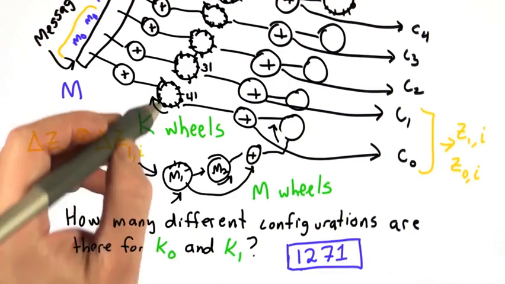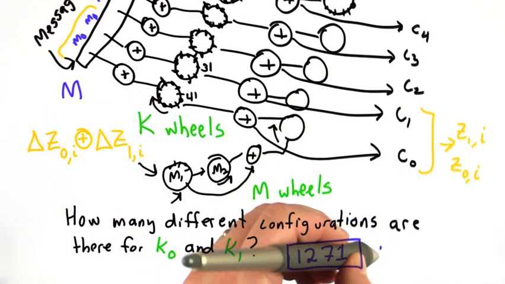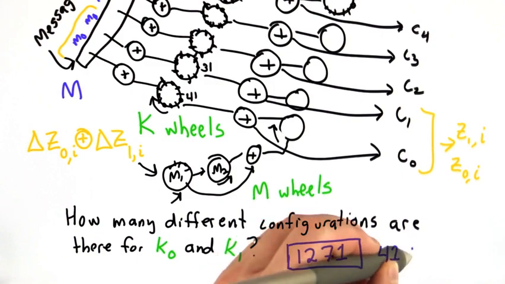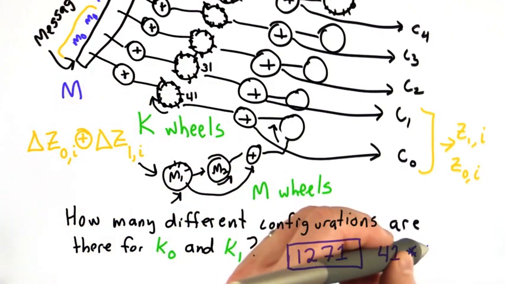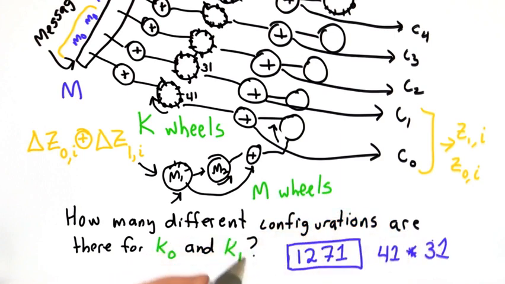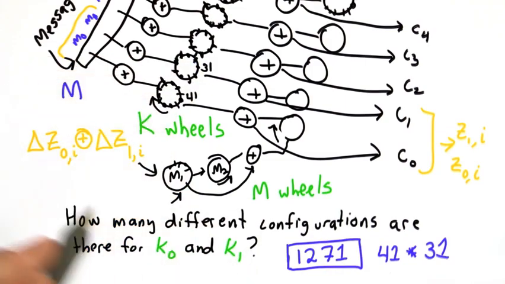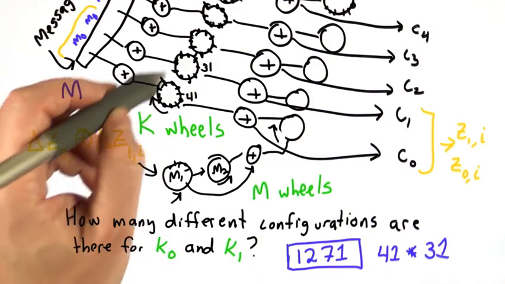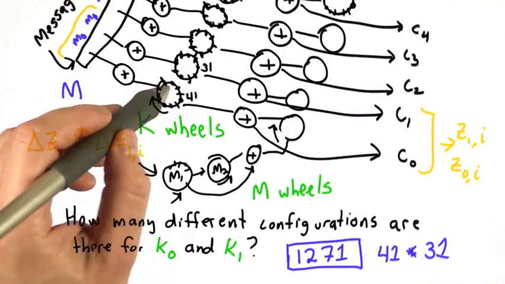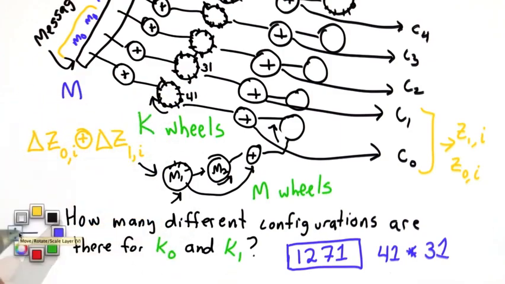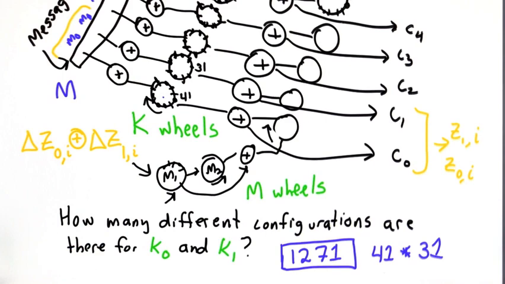The answer is, well, there are 41 different positions for the first wheel, and we multiply that by 31 different positions for the second K wheel. And so that means that every 1,271 letters, those wheels would repeat. And there are only 1,271 different possible settings for the K wheels. And remember, based on the intercepted messages, they learned enough about the structure of the machine to know what the bits are around these wheels. So it's only necessary to figure out the right configuration.